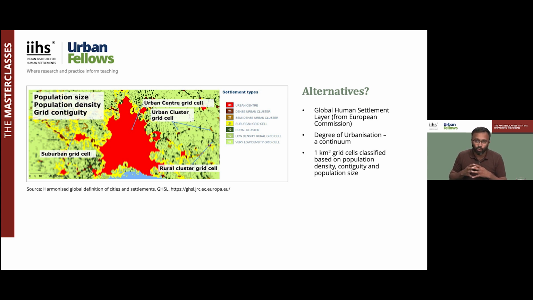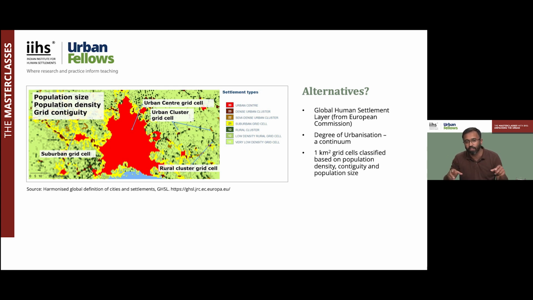It's not widely used yet for practical purposes, especially for administrative purposes, because of the complexity involved in really using these different kinds of settlements. So this is one example coming from a global data set published by the European Commission. It's called Global Human Settlement Layer, and they have a categorization of every 1 square kilometer grid on the planet that puts these grid cells into various urban-rural categories.